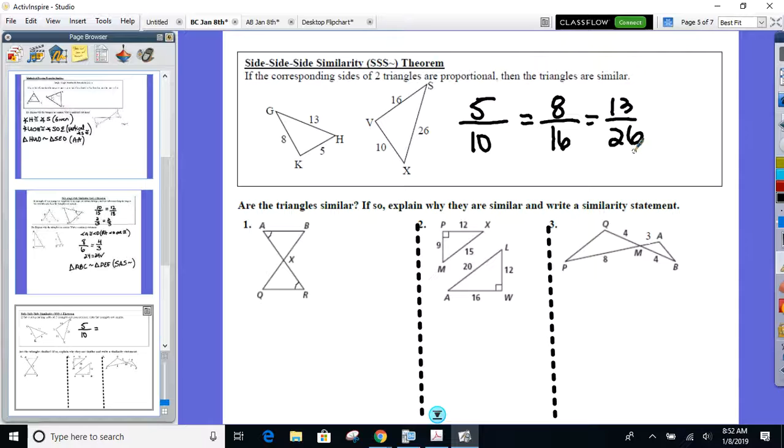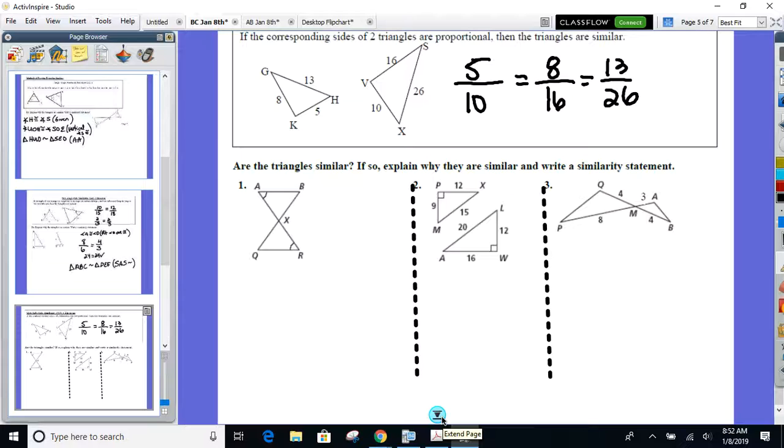And I can't stress this enough. Let's say those two are, but it's not in the same ratio as the third pair. No good. They're not similar. Okay? 2 out of 3 doesn't make you a winner here. It's got to be 3 out of 3. All right? Now let's put all three methods together.